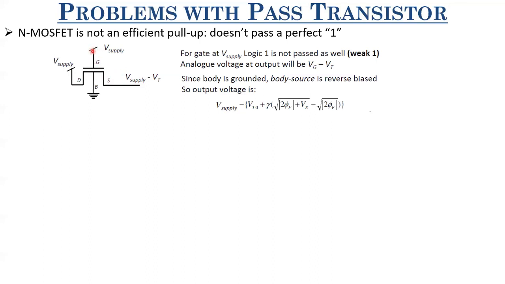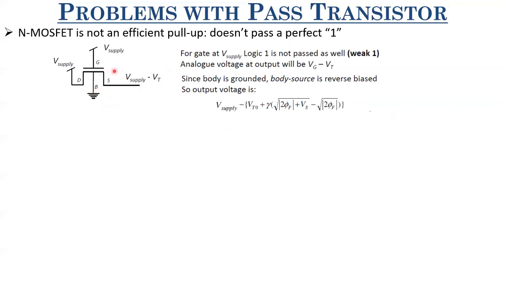Why? Because the moment this voltage goes beyond VG minus VT, effective VGS is less than VT and this transistor doesn't conduct. So the maximum voltage here can be VG minus VT: whatever voltage you apply to the gate terminal minus the threshold voltage. Also, since the body is grounded, the moment you increase the voltage of the source, the body-source junction gets reverse biased and the threshold voltage also increases. So once the threshold voltage increases, this voltage reduces further, in the presence of this body bias, which is given by this factor, right?